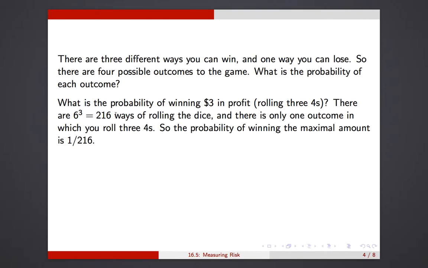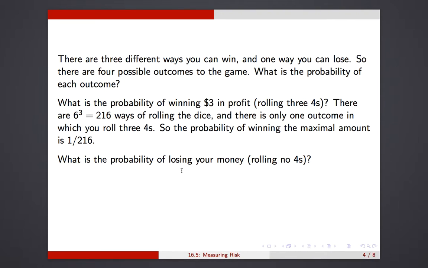Okay, so there are 216 ways of rolling the dice. There is only one outcome in which you roll 3 fours. It's just 444, right? There is only one way you can win that $3 in profit. Therefore, the probability of winning this amount is 1 out of 216 possibilities, or 1 divided by 216.